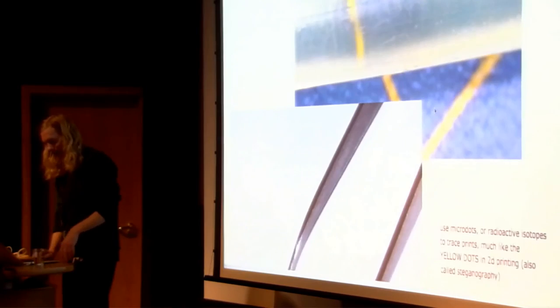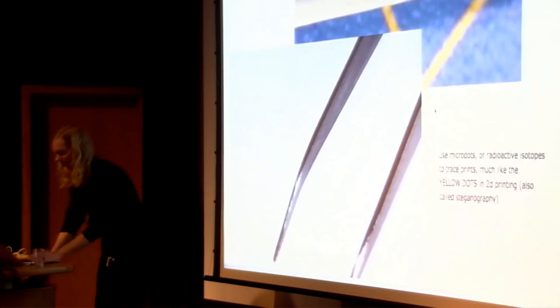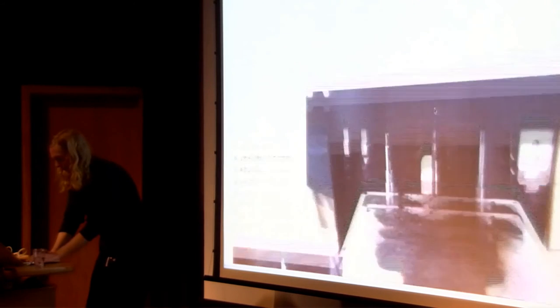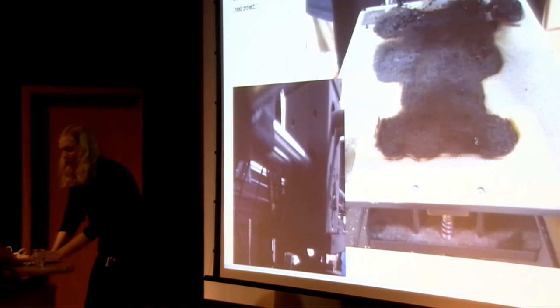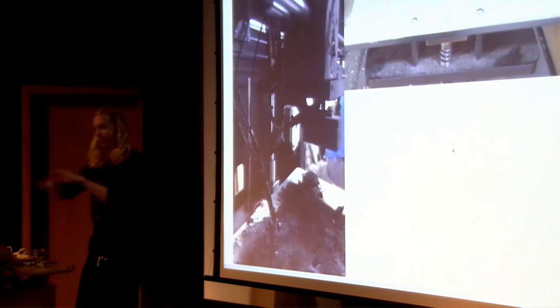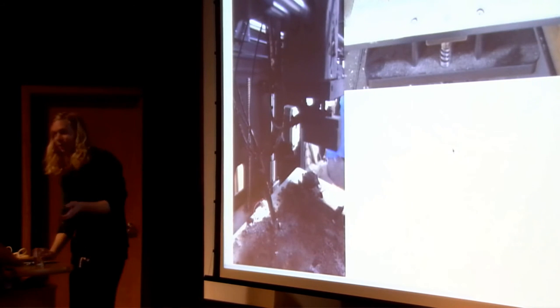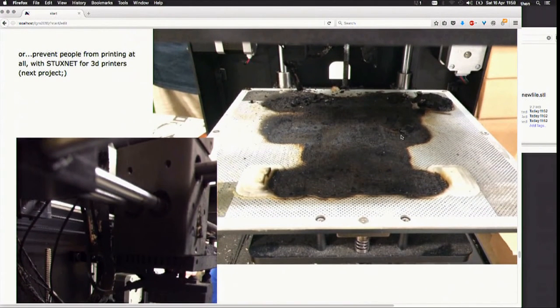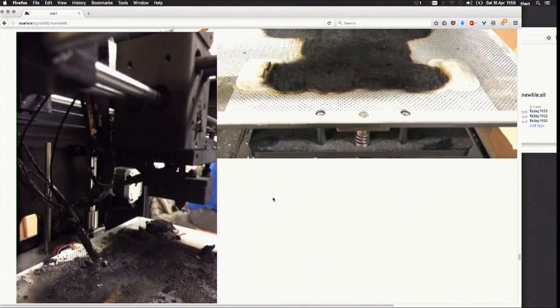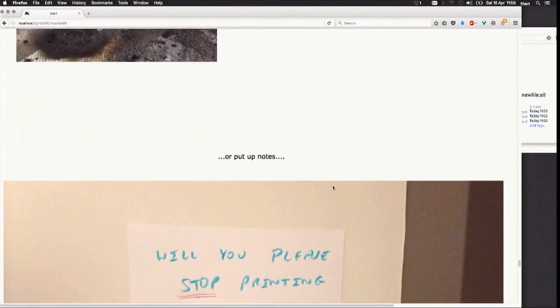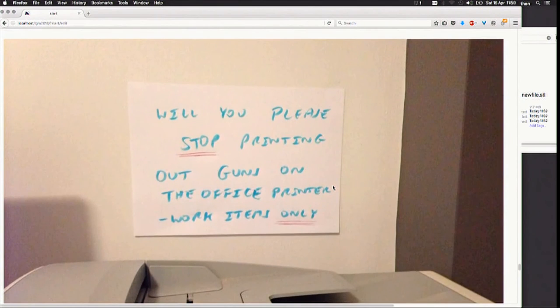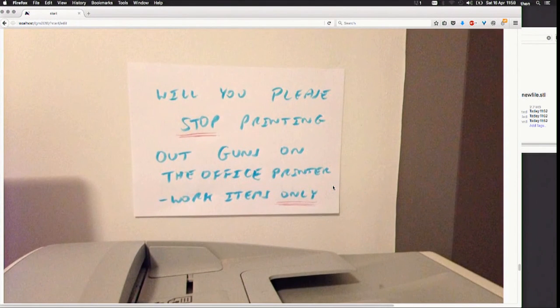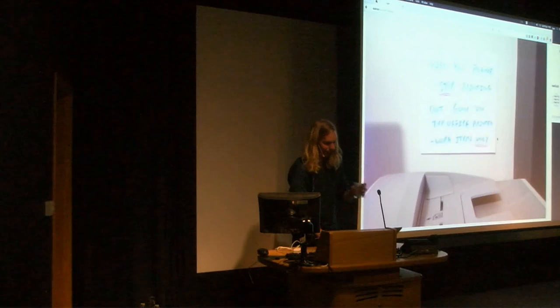All right, these are all ridiculous recommendations, by the way. Or you can prevent people from printing at all by making some sort of virus that will go all over the world, a sort of Stuxnet for printers, that causes it to heat up extremely high and burn it down like this one. This will be my next project, I guess. Or of course you can start putting up notes. I guess that will help.